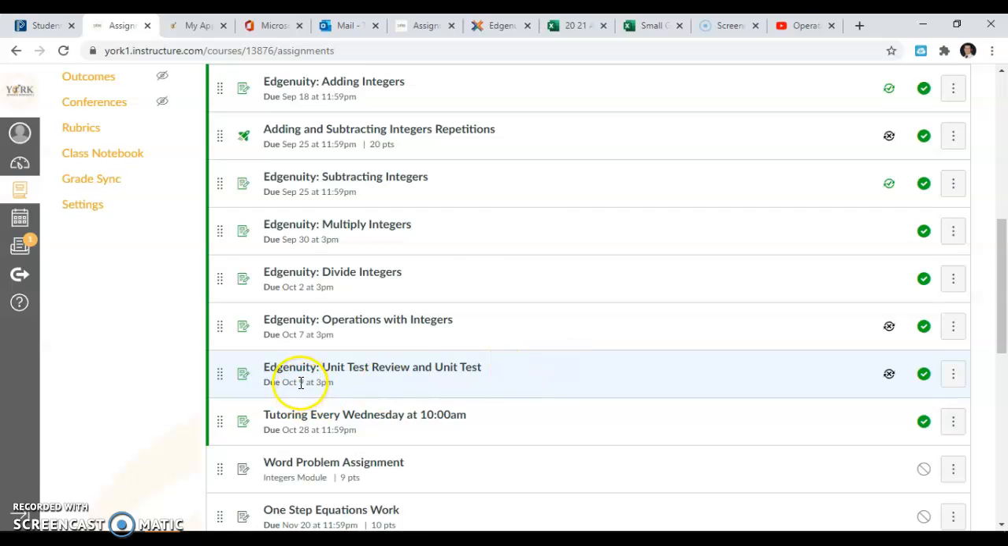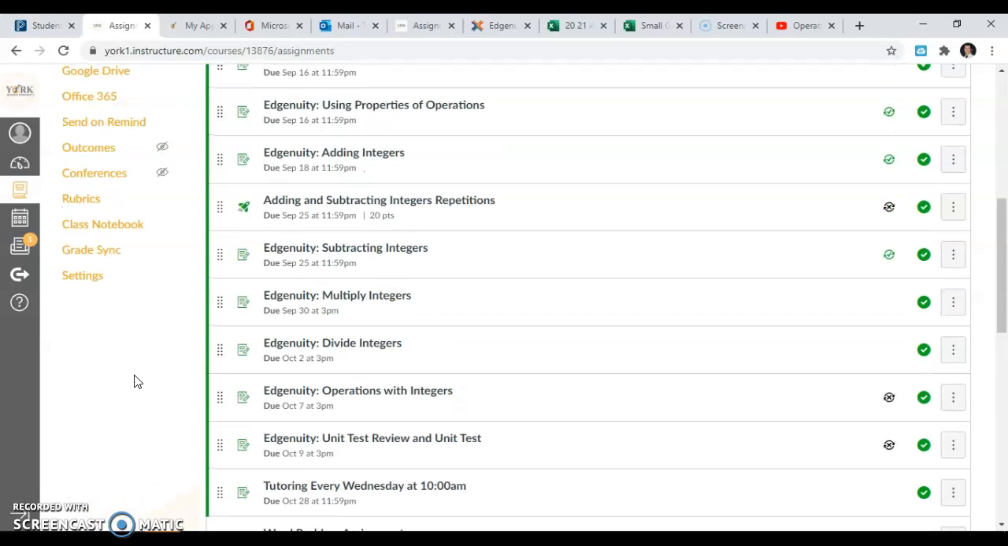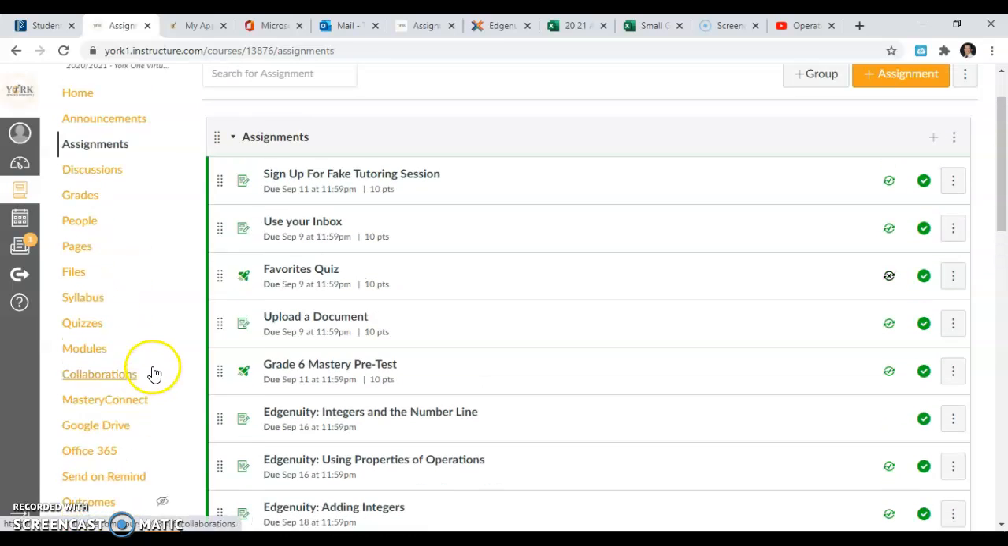And then by Friday, you need to have that unit test taken to stay on pace with us, because I'm not sure if you realize this, but there are only 2 weeks left in the 9 weeks. There's this week until Friday, and then the end of the 9 weeks is on the 15th of October. So 2 weeks remaining to finish up all of your classes in Edgenuity. So continue to stay on pace there.